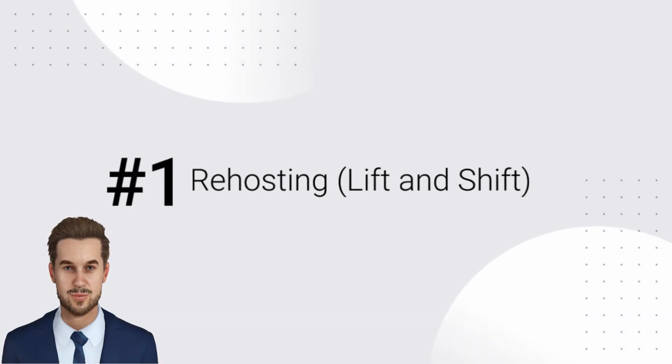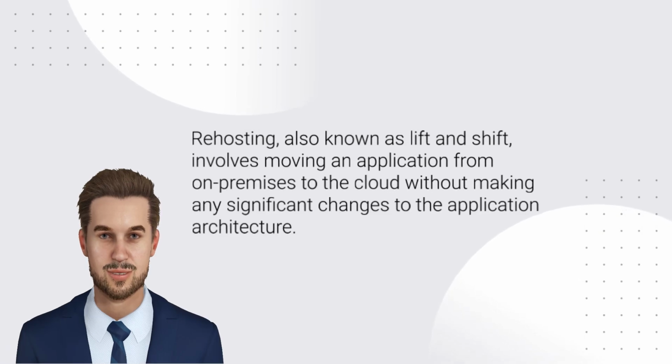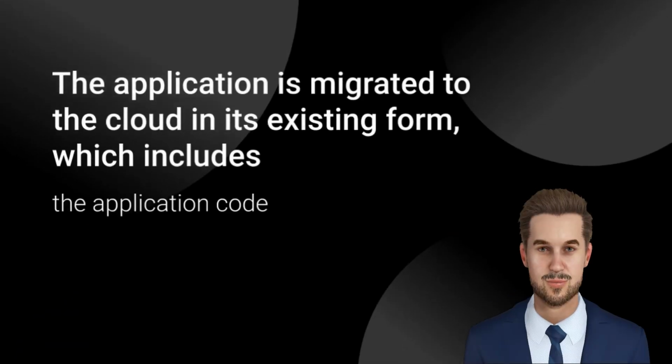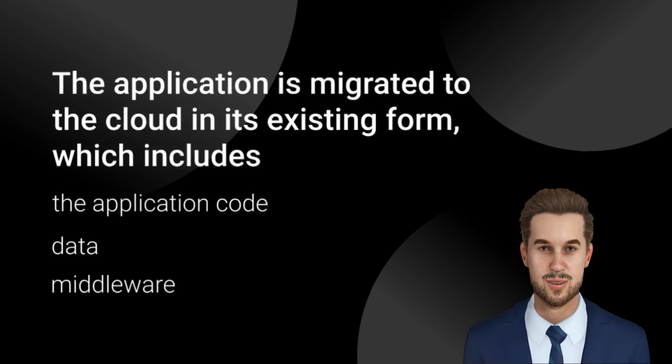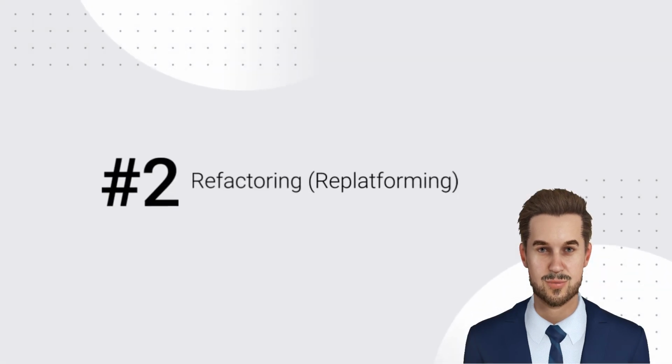Number 1. Rehosting, lift and shift. Rehosting, also known as lift and shift, involves moving an application from on-premises to the cloud without making any significant changes to the application architecture. The application is migrated to the cloud in its existing form, which includes the application code, data, and middleware.